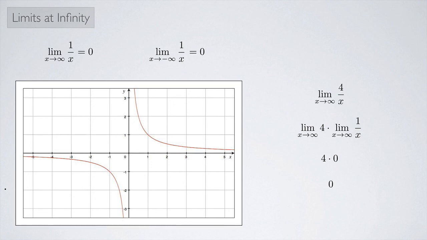Later on we'll look at more complicated limits, but for now, just get familiar with the limit laws as they apply to limits at infinity.